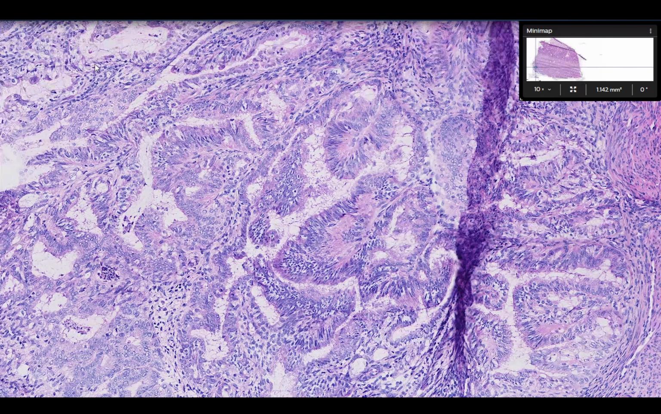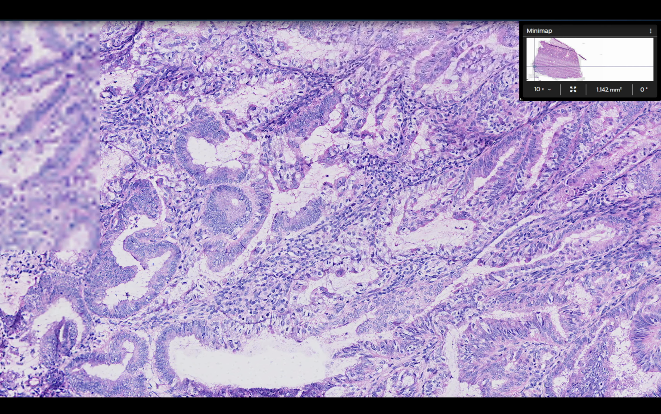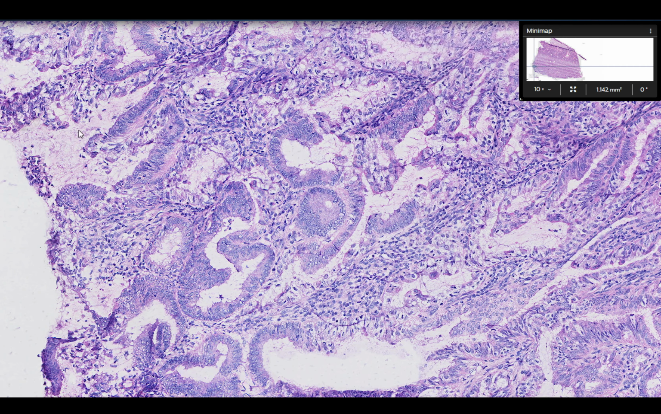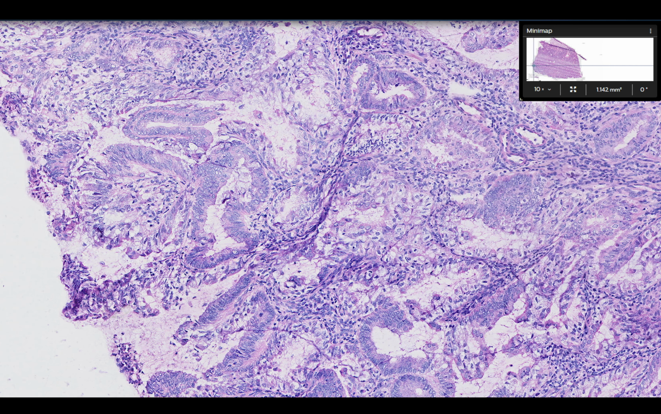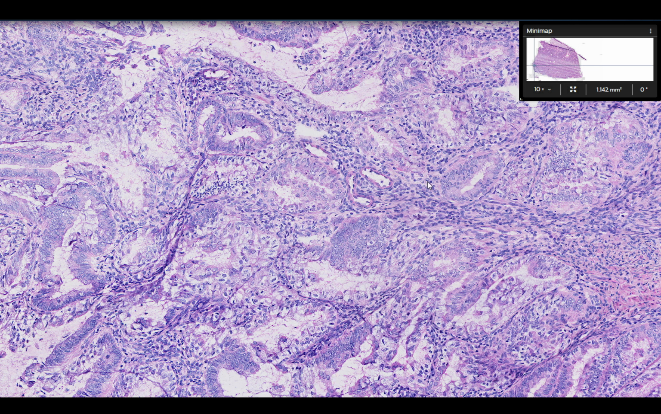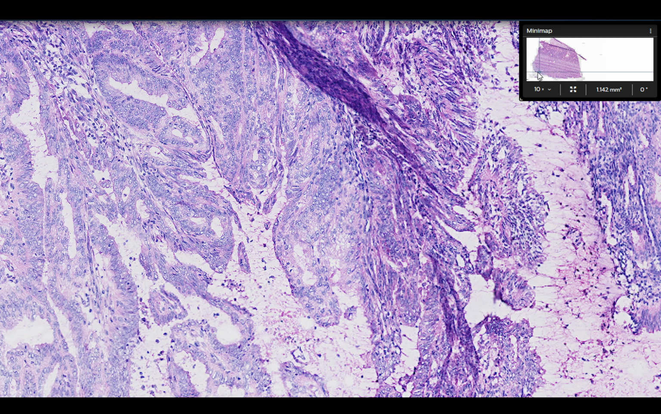And another thing to be on the lookout for is clear cell endometrioid carcinoma. But this looks like it's more conventional endometrioid, probably FIGO grade 1, pretty well differentiated. And let's just take a peek again.